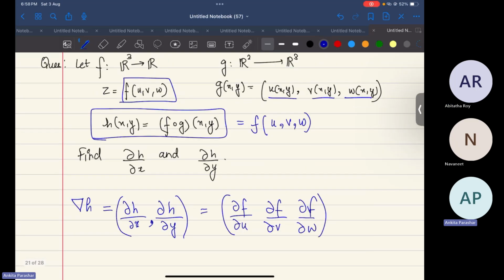Now, can you tell me what is the size of the matrix which will come? This is 1 cross 3, 1 row 3. This is 1 cross 2. Can you tell me what is the size of this matrix so that you can equate it to the 1 cross 2? It would be 3 cross 2. Yeah, but how to write that?